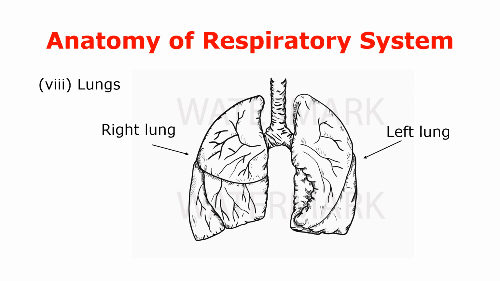Now let us understand anatomy of lungs. There are two lungs present, one on each side of the chest cavity. Lungs are conical in shape. The base of the lung is present near the diaphragm. Each lung is divided into lobes. The right lung is bigger and has 3 lobes, whereas the left lung has 2 lobes. Each lobe is divided into a number of lobules.